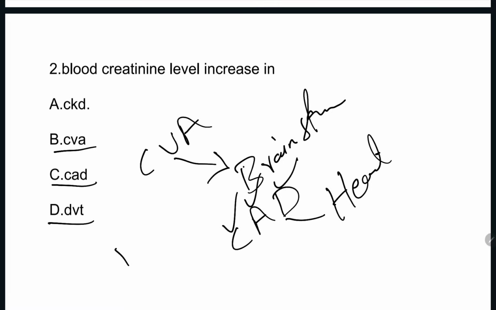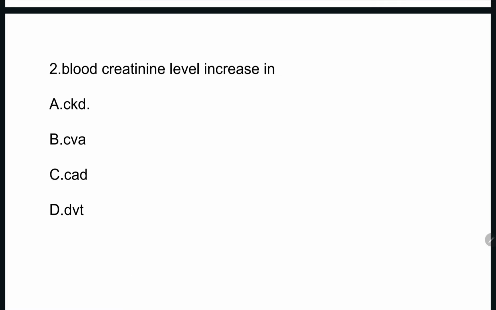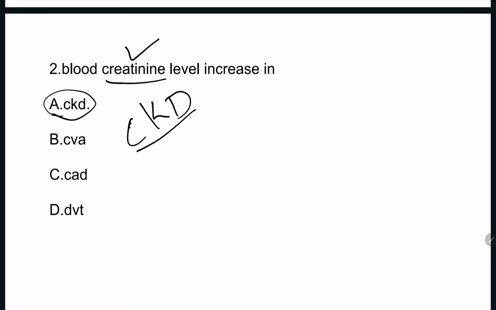Option D, deep vein thrombosis. So what will happen here? The thrombosis is nothing but formation of a blood clot in the deep vein. Deep veins are mostly common in the legs. Okay, so the right option is CKD, chronic kidney disease. So in this condition we can observe the increased creatinine levels.